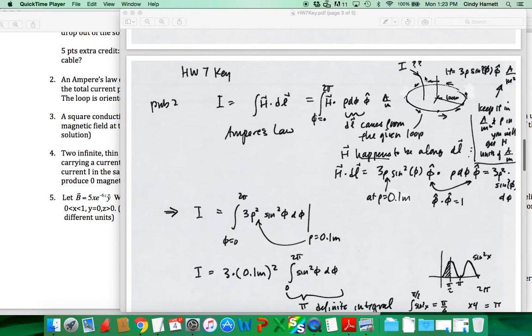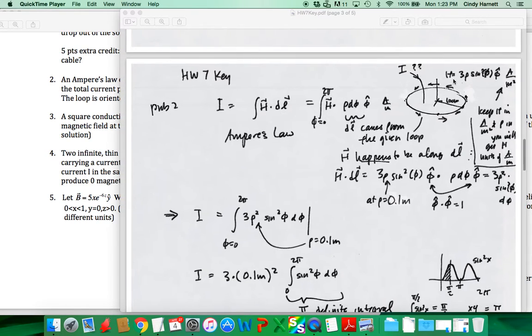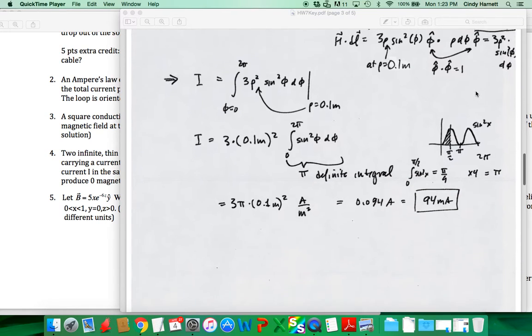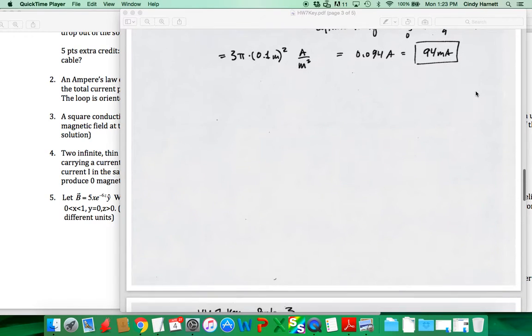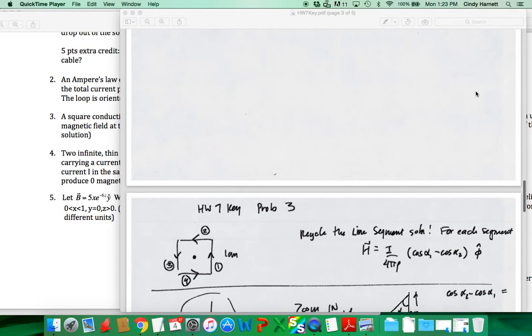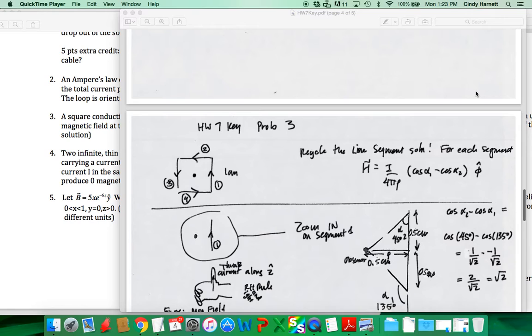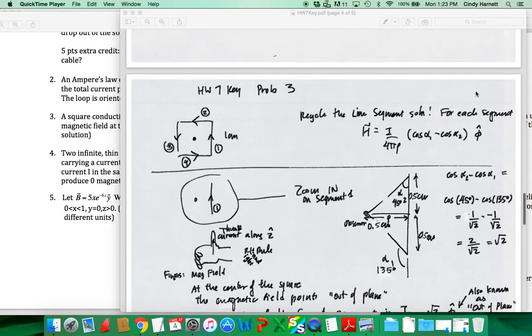I left that off when I was writing where you take the curl. And you should have that in there because you need that to set up your curl. You have to keep track of which component of H goes where in that expression on your equation sheet.